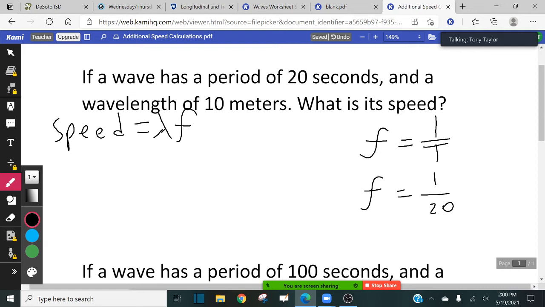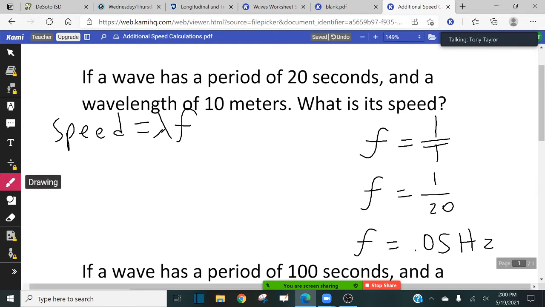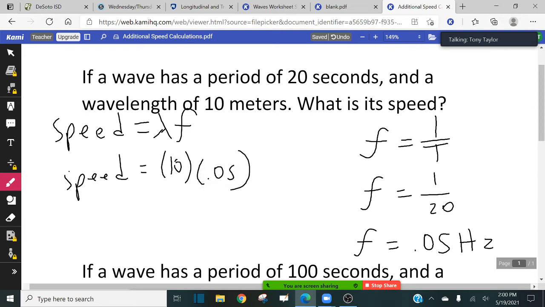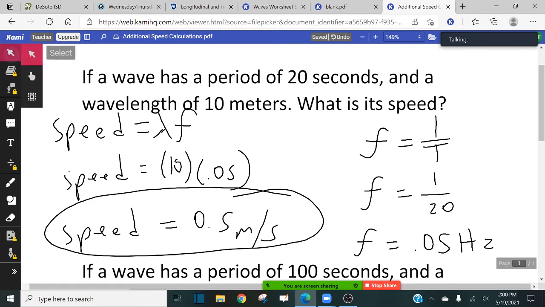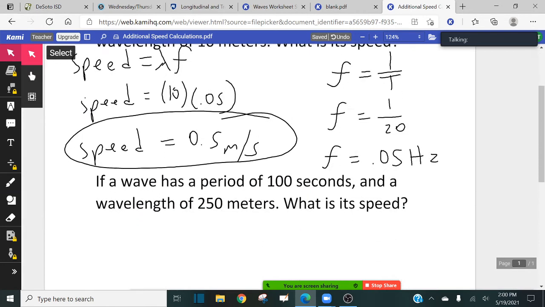Well, 1 divided by 20, that's easy. If you put it in your calculator, you will get a frequency of 0.05 hertz. So now that we know our frequency, we can easily find our speed by just multiplying a wavelength of 10 meters times 0.05 hertz. When I multiply those two, I get 0.5, and of course my units are meters per second, because we are calculating speed. Okay, hopefully that makes sense. So let's do these last 2.